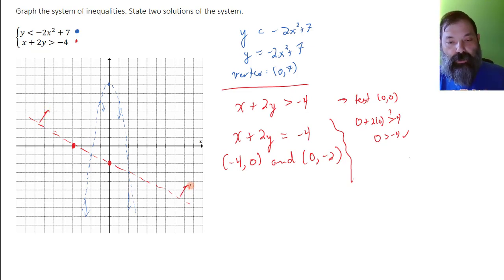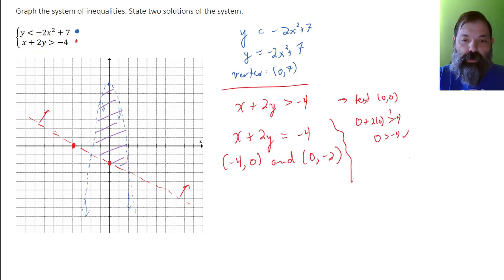So what this tells me is the solution of this system is the intersection of those shadings. And so if I was drawing this on paper, I would only shade this region that is below the blue curve and above the red line.